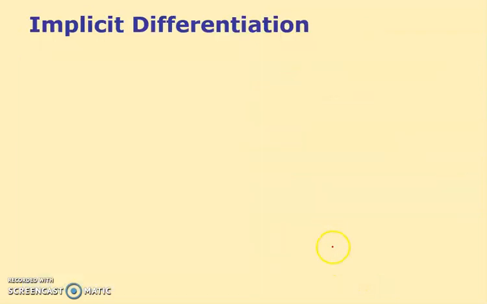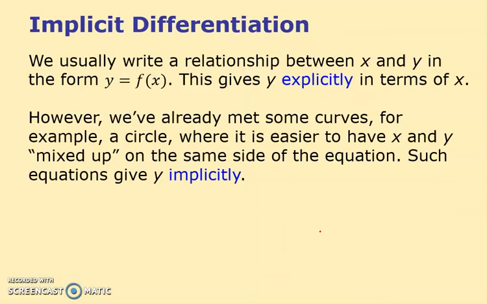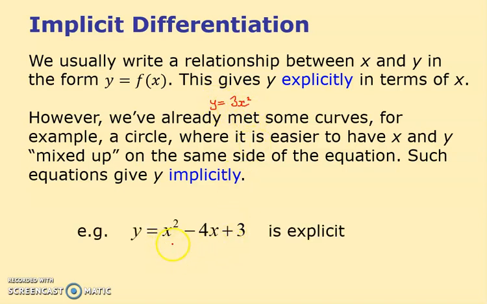Excellent. So nice little starter. Implicit differentiation is where something is not quite as obvious. I suppose it's implied, but not explicit. Now, here is an example of an explicit function: y equals 3x squared. It's very clear what the y is and how it relates to the x. Sorry, this one is explicit, and the other one is implicit.